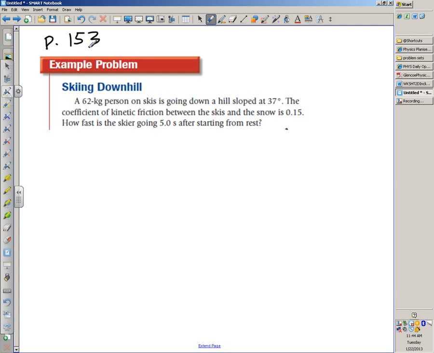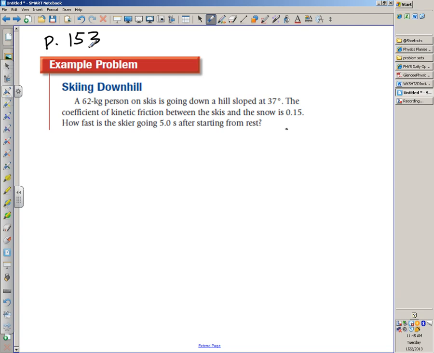FYI, this problem is jumping in the deep end, just so you know, right? As far as an example problem goes, they did not give you a very easy one to start with. But it's nothing we haven't done before. It's just putting a lot of pieces together. So with that in mind, let's go through the process. What is this question asking you for?